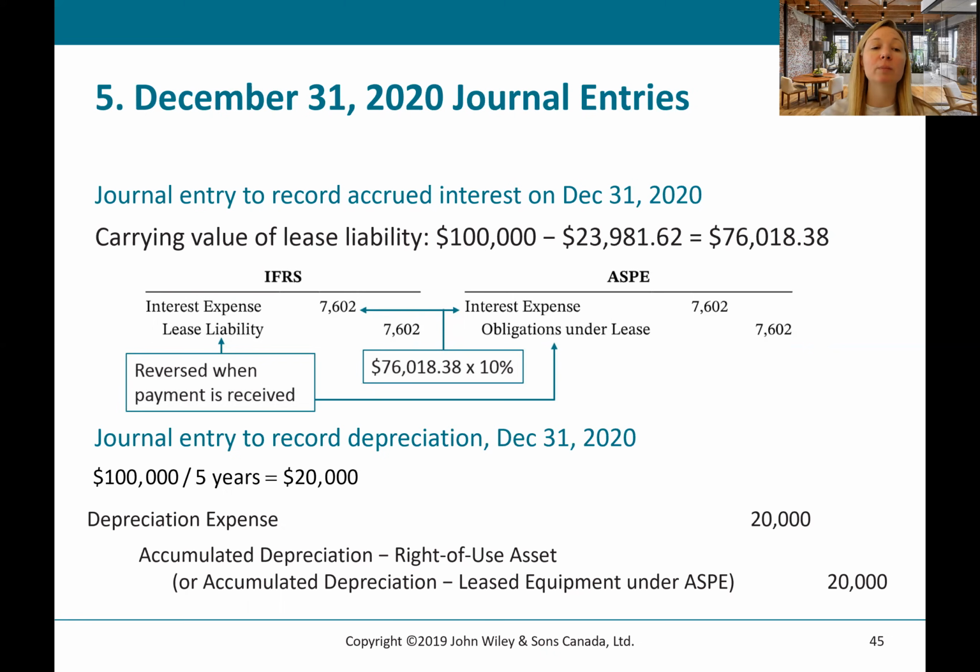The journal entry to record depreciation. Depreciation's straight line. So we had the right of use asset as 100,000. We're going to divide it over 5 years, which is the term of the lease. That's going to give us 20,000 a year. So we're going to debit depreciation expense and credit accumulated depreciation, right of use asset. And ASPE would say debit depreciation expense, credit accumulated depreciation, leased asset. Okay, and the terminology is really important on an exam question between IFRS and ASPE, because that's really what matters, is what account you're hitting.